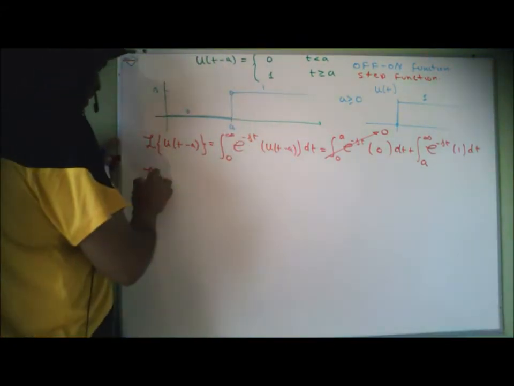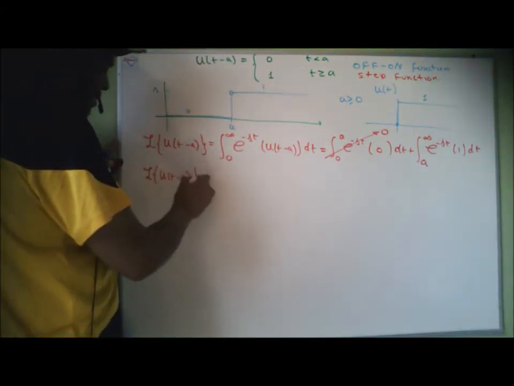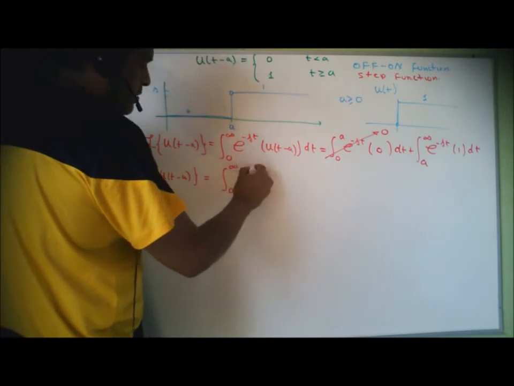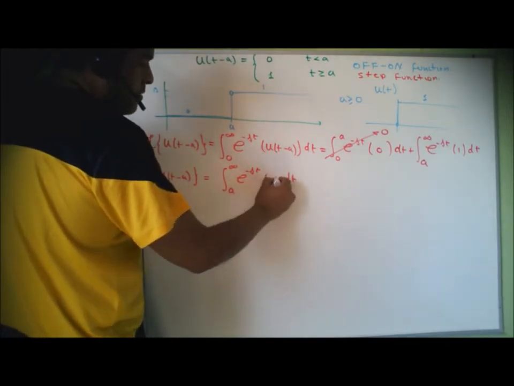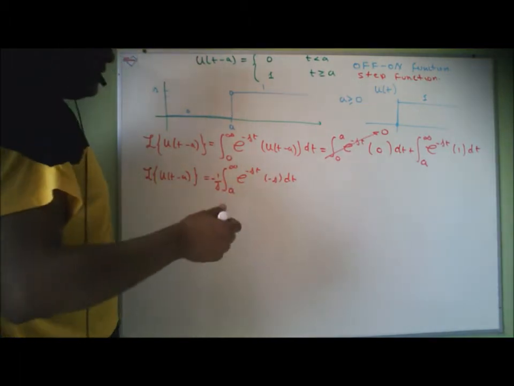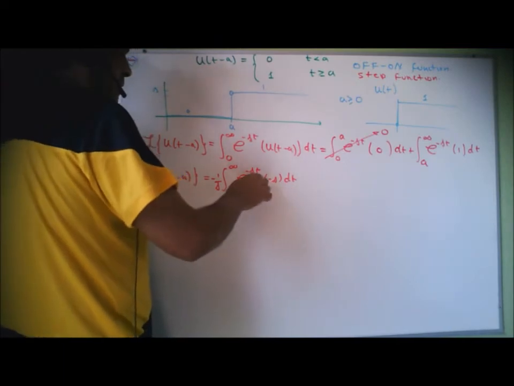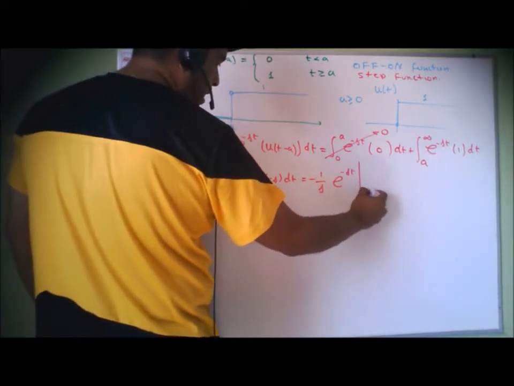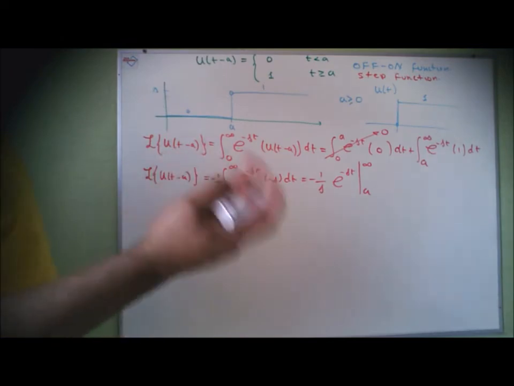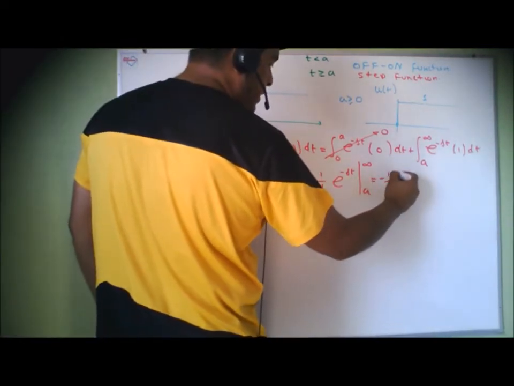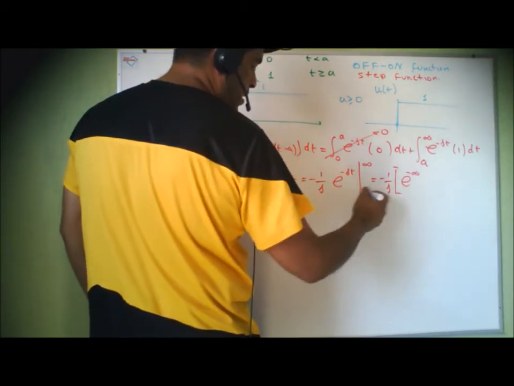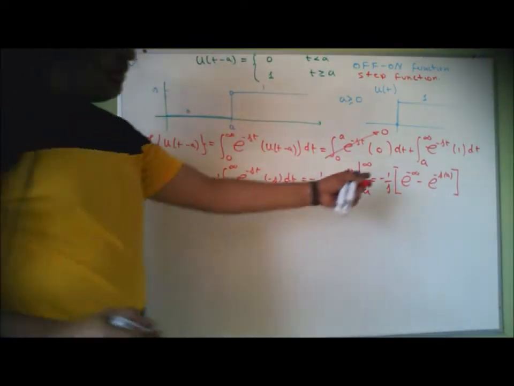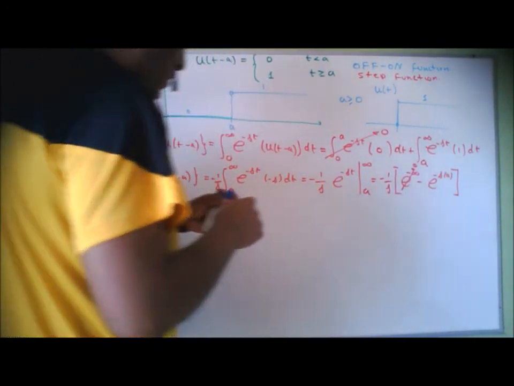So the Laplace transform of the step function is equal to the integral from a to infinity of exponential minus st. Now we have to complete the integral, so we need a minus s here and minus 1 over s. Remember that s is a constant for the t variable. So this is going to be minus 1 over s times exponential minus st, from a to infinity. Now let's do the upper limit minus the lower limit. So it's going to be minus 1 over s times exponential minus infinity, minus exponential minus sa. Now exponential minus infinity, as you know, is going to be 0. So what is left?